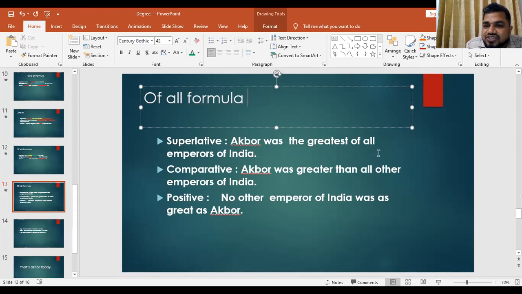Superlative: Akbar was the greatest of all emperors of India. Comparative: Akbar was greater than all other emperors of India. And positive: no other emperor of India was as great as Akbar. So, dear students, that's all about the of-all formula.